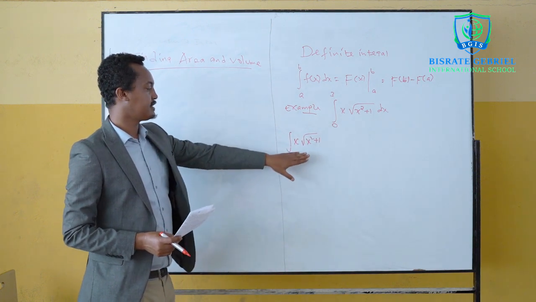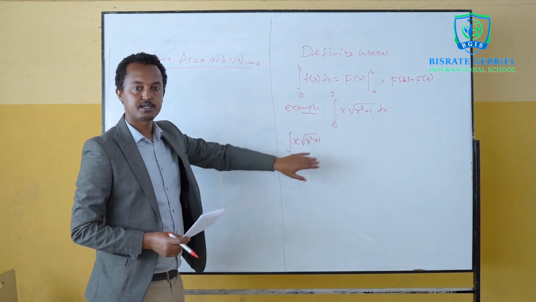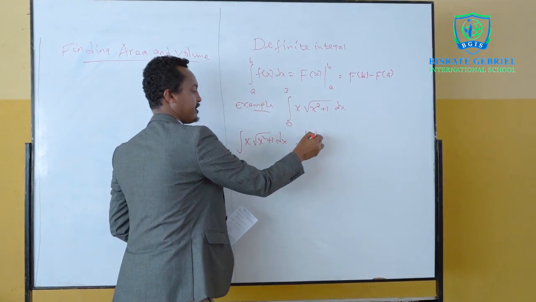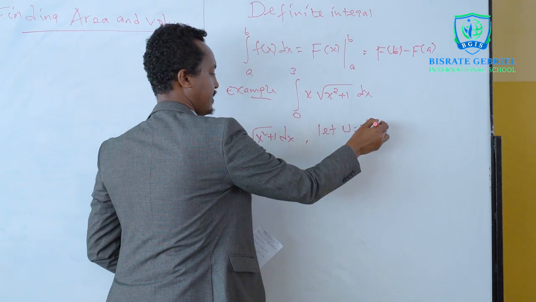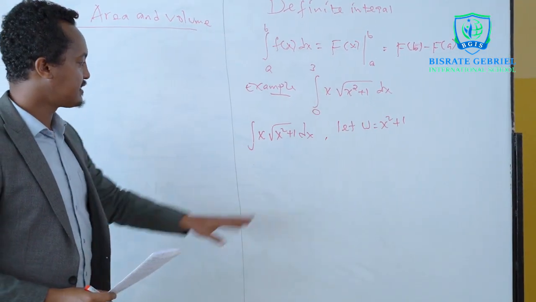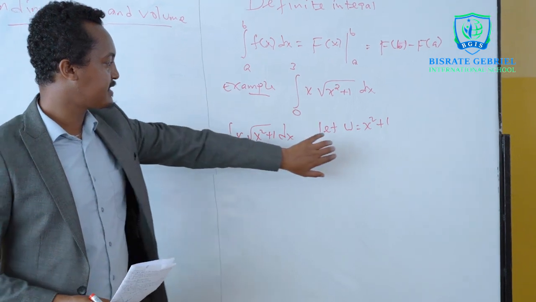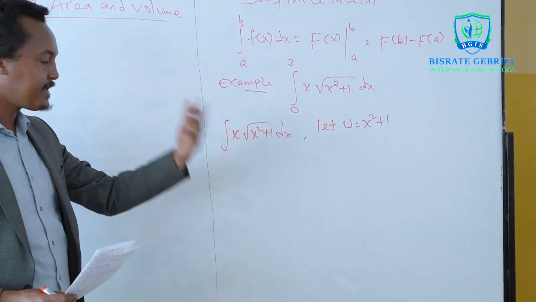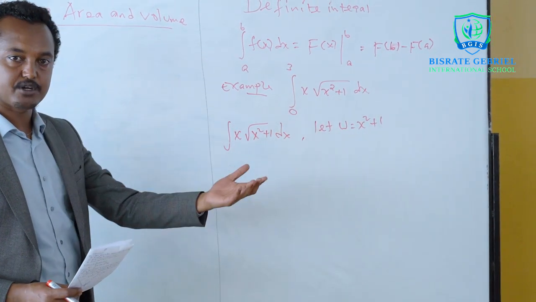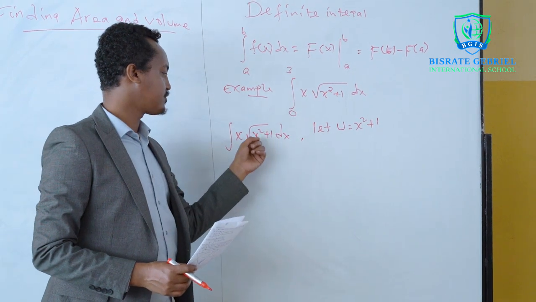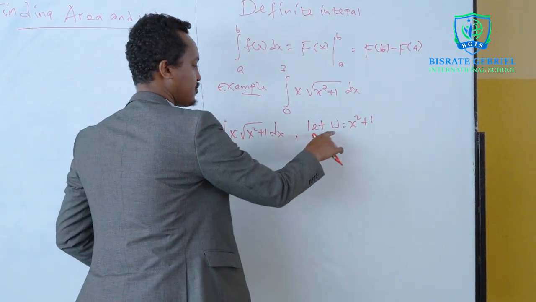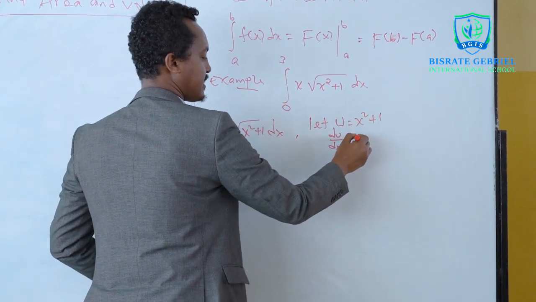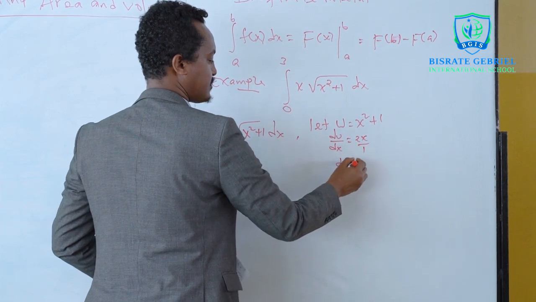When we use the substitution method, we have to choose which function is to be u. From our previous lesson, we take u equal to x squared plus 1. The importance of taking u is to simplify the function into a basic function. So we take the inside one, x squared plus 1, as u. After taking this u, we differentiate du over dx. When you differentiate this function, this becomes 2x, so du is 2x dx.